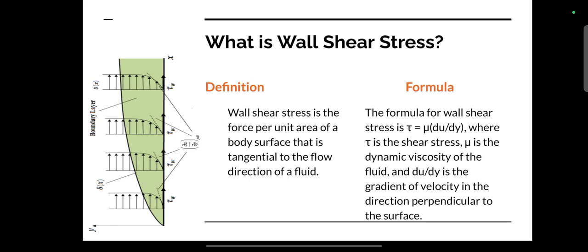Formula: the formula for wall shear stress is tau equal to mu du by dy, where tau is the shear stress, mu is the dynamic viscosity of the fluid, and du by dy is the gradient of velocity in the direction perpendicular to the surface. Here is the diagram.